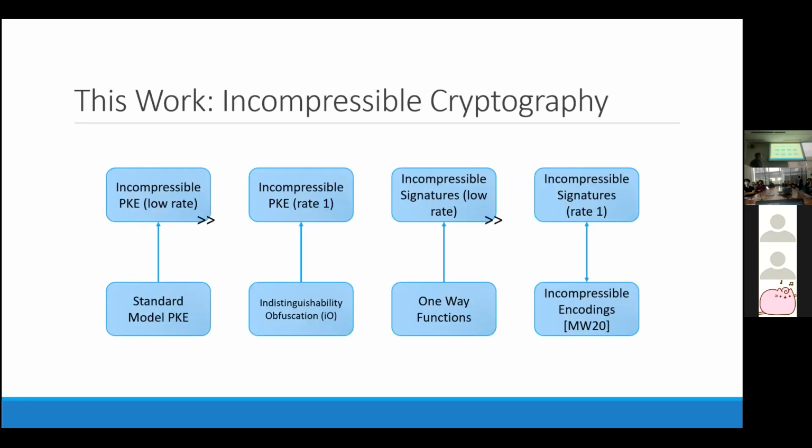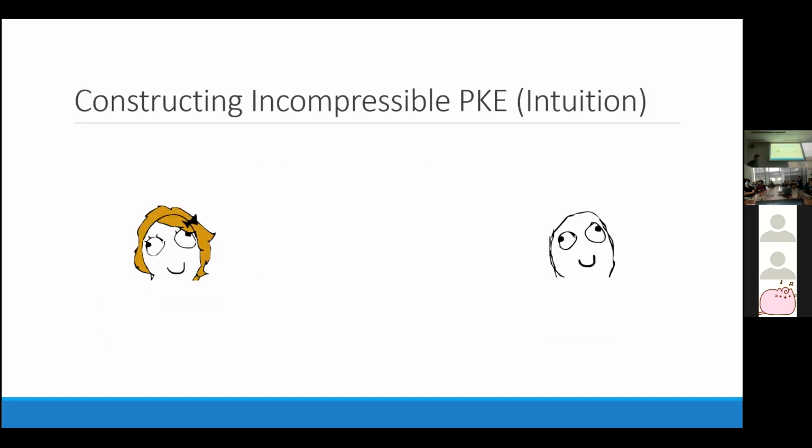All right. Next, we're going to quickly take a look at how we construct incompressible PKE. I think we're almost out of time, so we're going to look at an intuition of it. We're not going to go into the actual construction, but the intuition is also pretty straightforward. Alice has a public key and secret key pair and sends over the public key to Bob, and Bob wants to send a message M over to Alice. It's quite like the hybrid scheme that I talked about a few minutes earlier.